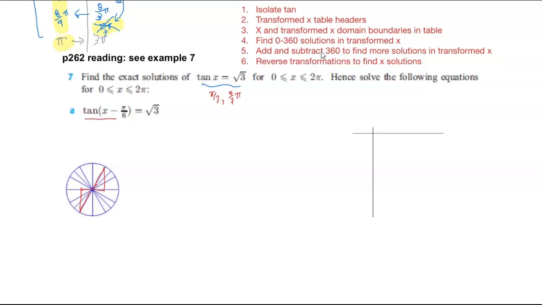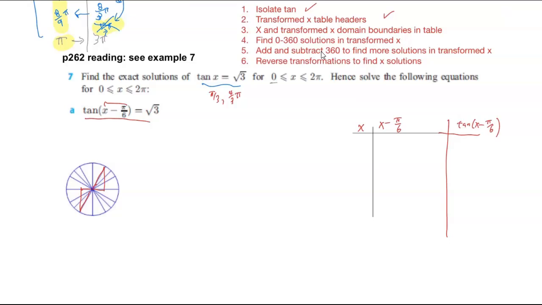We're going to do this one here. The first thing is we're going to isolate tangent, but tangent is already isolated, right? Everything's on the right side. Tangent is not multiplied or added to anything, so that's fine. Now we're going to make the table headers. So the table headers, the first column, of course, is going to be x. The second column is going to be the transformed x, which is inside, x minus pi over 6. And then, of course, the last column, we can reserve that for taking the tangent of x minus pi over 6.